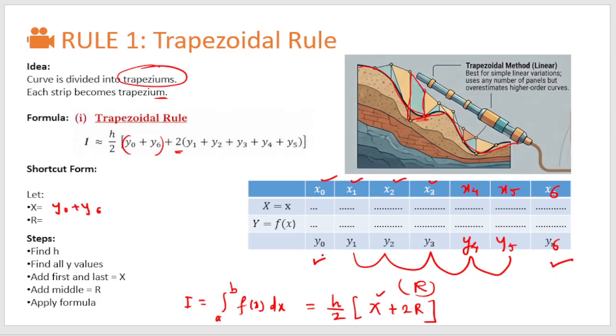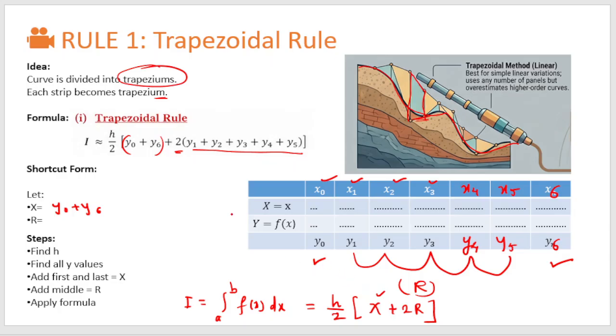Here y0 and y6 are the first and last, and r is the remaining ordinates 1, 2, 3, 4 and 5. Don't count y6 here, because y6 is already taken as a part of x. So this is x plus 2r. This is the simplest formula.